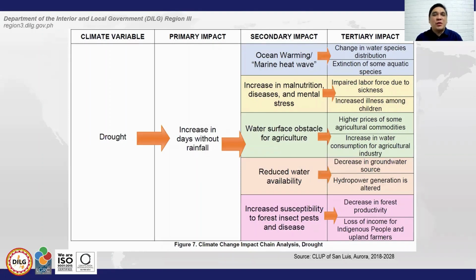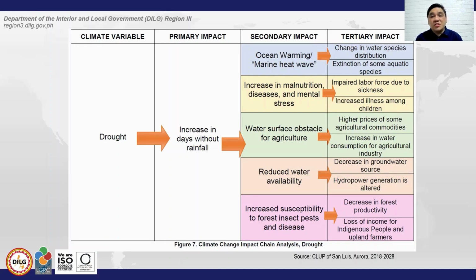In the case of drought, the primary impact is increase in days without rainfall, which leads us to secondary impacts such as ocean warming or marine heat wave, bringing about change in water species distribution and extinction of some aquatic species. Another is increase in malnutrition, diseases, and mental stress, which may result in impaired labor force due to sickness and increased illness among children.